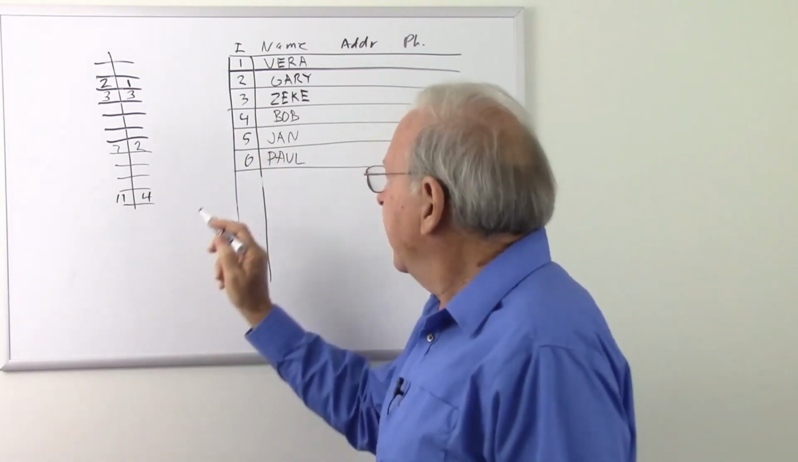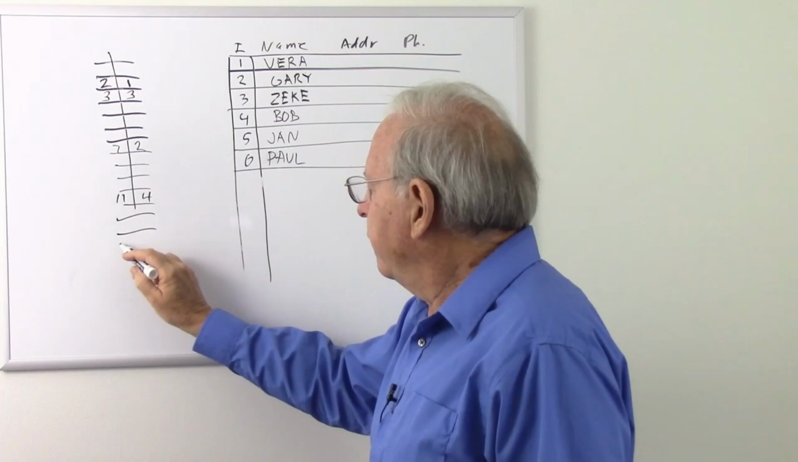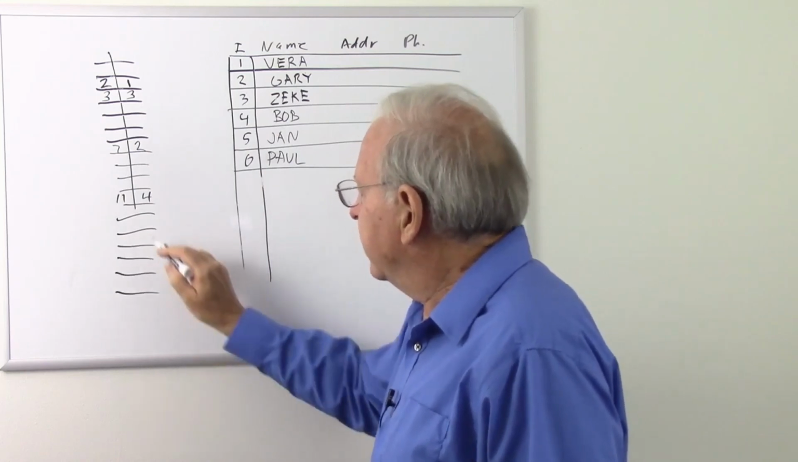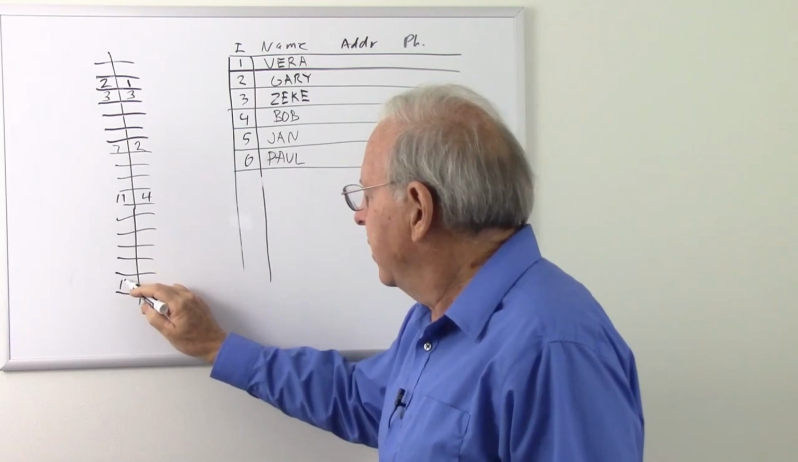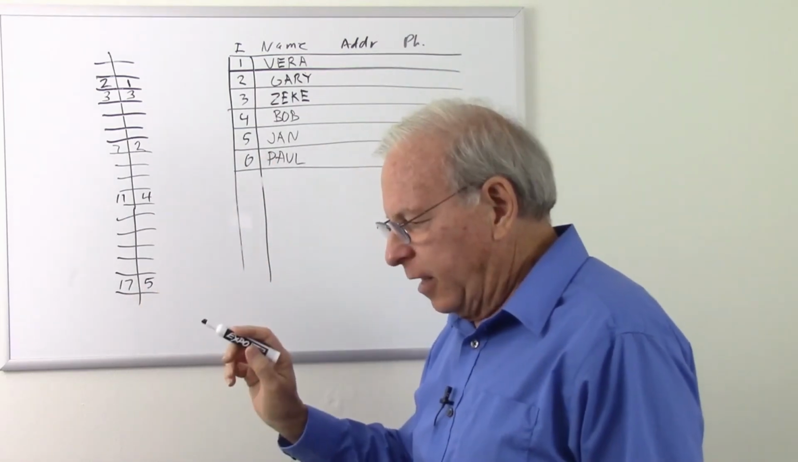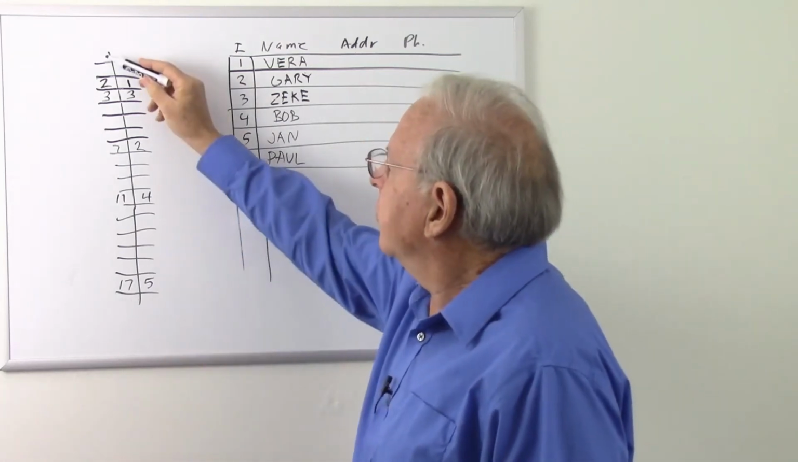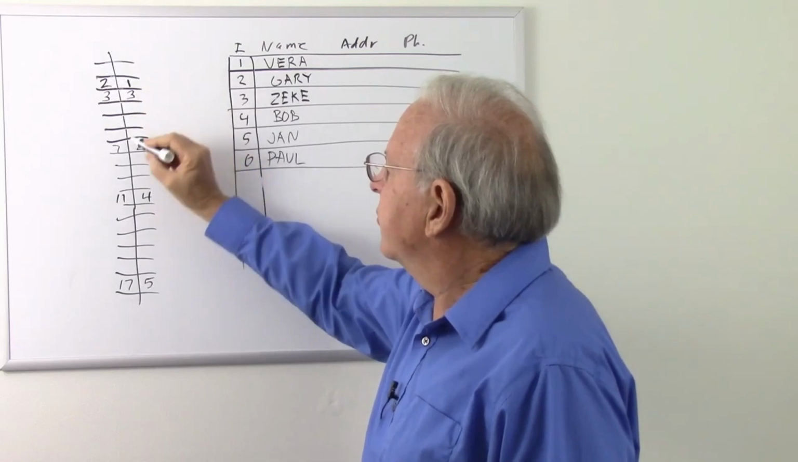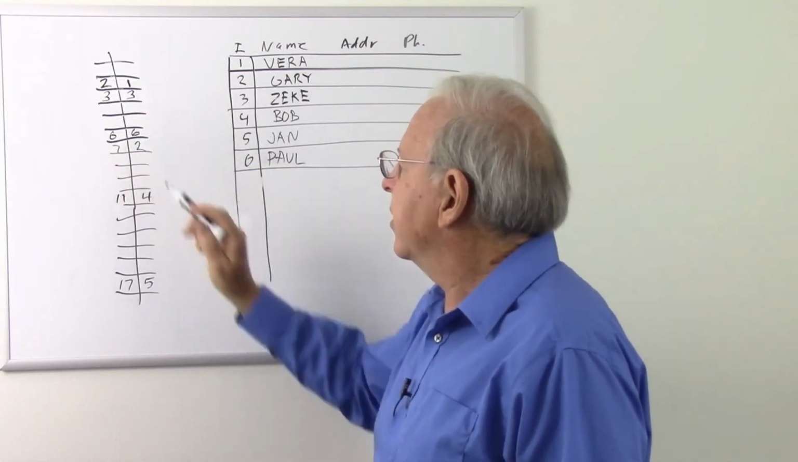And now we have Jan. Jan is going to be 17, 11, 12, 13, 14, 15, 16, 17. And 17 goes to row 5. And last but not least, we have Paul, which is number 6. So 0, 1, 2, 3, 4, 5, 6. And that goes to Paul, which is row number 6.